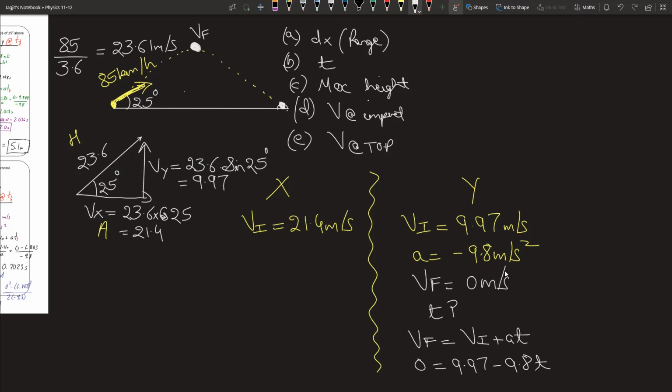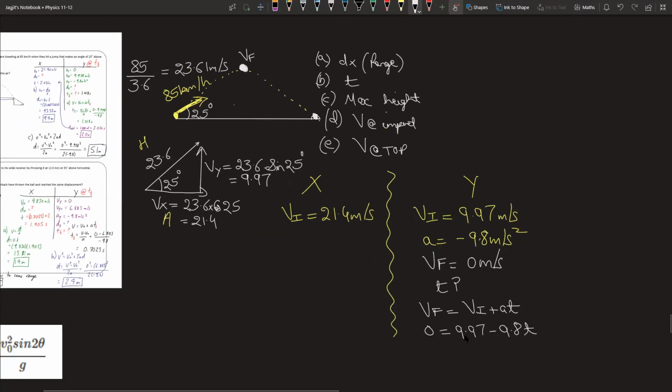Move this negative 9.8 to the other side, and then you'll just say time is going to be 9.97 divided by 9.8. Now that gives you how much? 9.97 divided by 9.8 gives you 1.017, so roughly 1.02. Now you have to keep this in mind. This is not your total time. This time that you found is actually your half time.